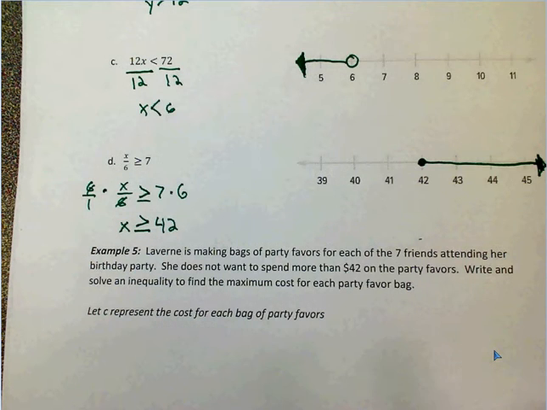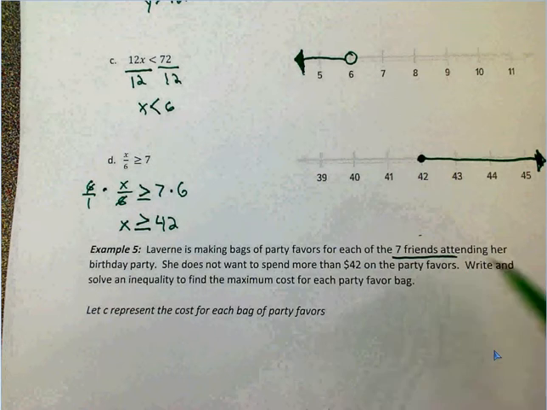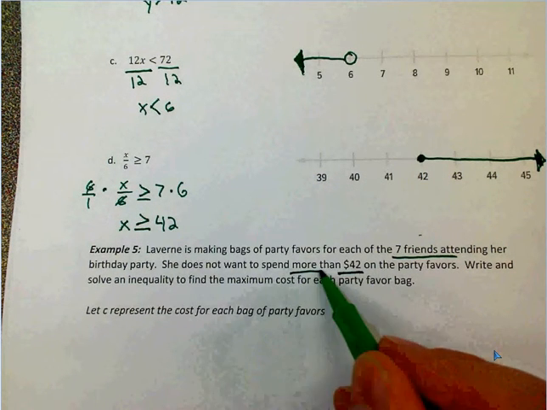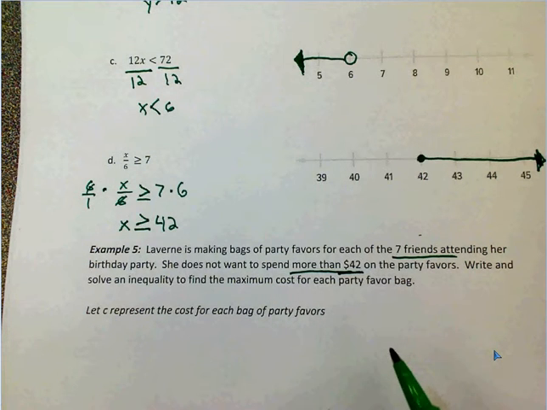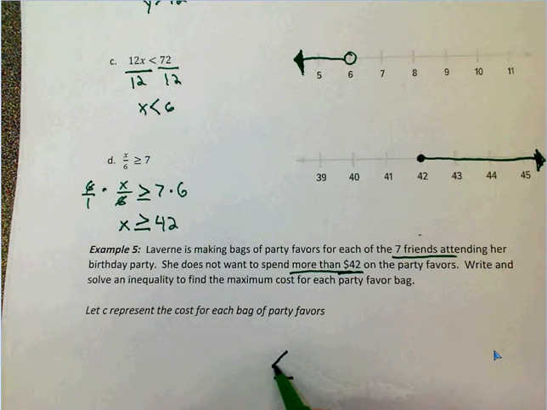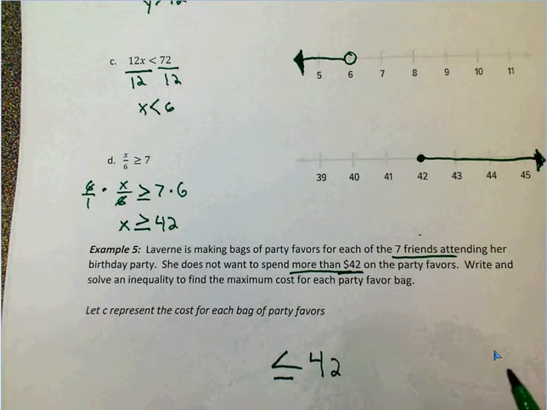Okay, let's underline the important information that we have in here. So she has 7 friends attending. She doesn't want to spend any more than $42. More than means that we're going to have an equal to as well. So if she has 7 friends, she wants to spend less than or equal to $42 on each bag total.